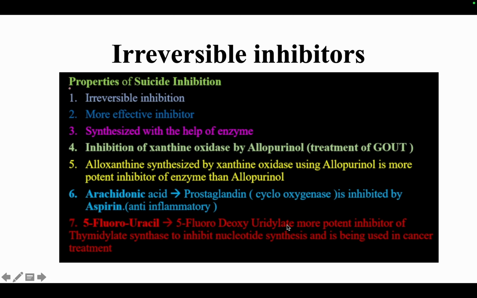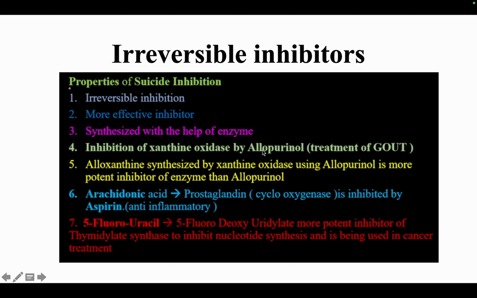So these are the different properties of suicide inhibitors. They are irreversible inhibitors, and they are more effective. They are synthesized with the help of enzymes. So we can synthesize de novo suicide inhibitors based upon the mechanism of enzyme-inhibitor or enzyme-substrate interaction. Inhibition of xanthine oxidase by allopurinol. We will see this example in the next slide.